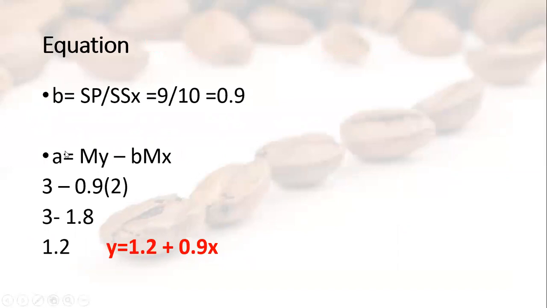And then A, you remember the formula for A is the mean of Y minus B times the mean of X. So the mean of Y, remember in the table, is 3, minus 0.9 times 2, which is 1.8. So 3 minus 1.8 is 1.2. So to complete the equation, Y is equal to 1.2 plus 0.9x. Most people ask me, but how do you use this equation? Let's say you are given a value of x. So you replace it here and then you multiply so that you get a y.